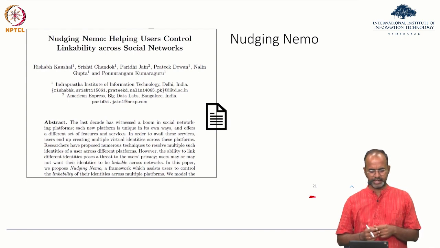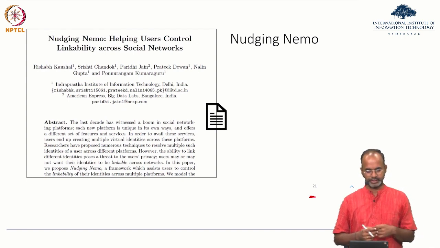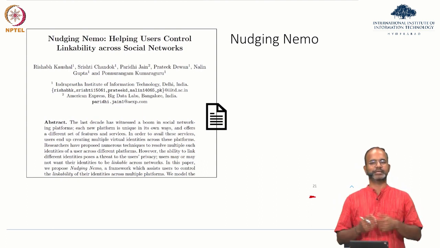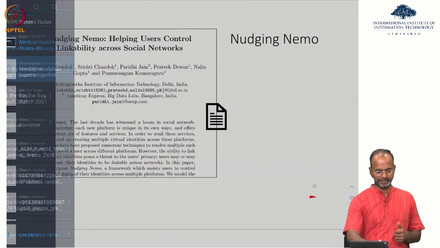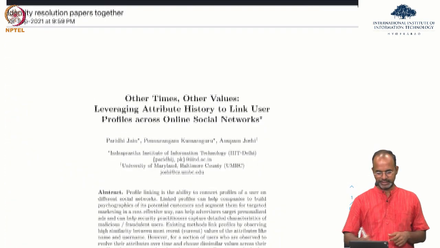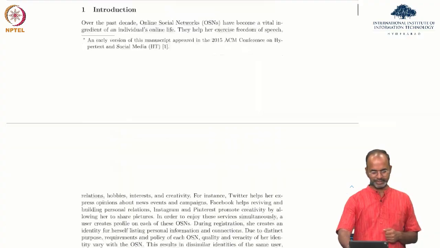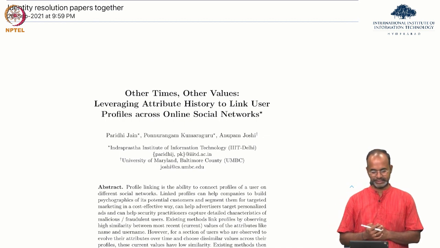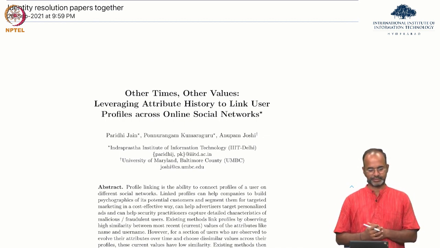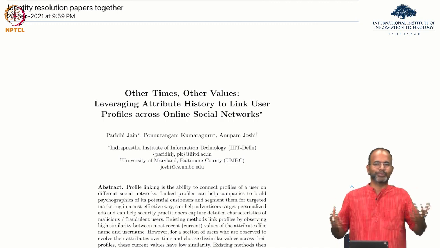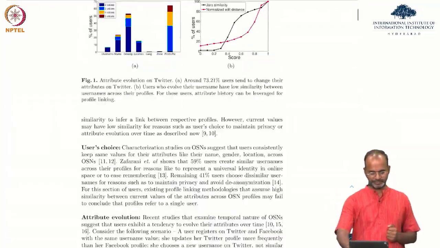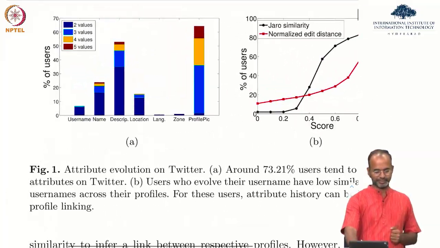And this one is an idea about nudging users, which is, see, when you know that your account is getting resolved, can we actually tell you that your account is getting resolved, and therefore you can change your behavior? That's the idea. Let's look at some of the related papers, right? These are papers that will show up later on in the slides. This paper is about other times, other values, leveraging attribute history to link user profiles across social networks, which is again building on all of this work of, okay, what all features can you put together to resolve users?